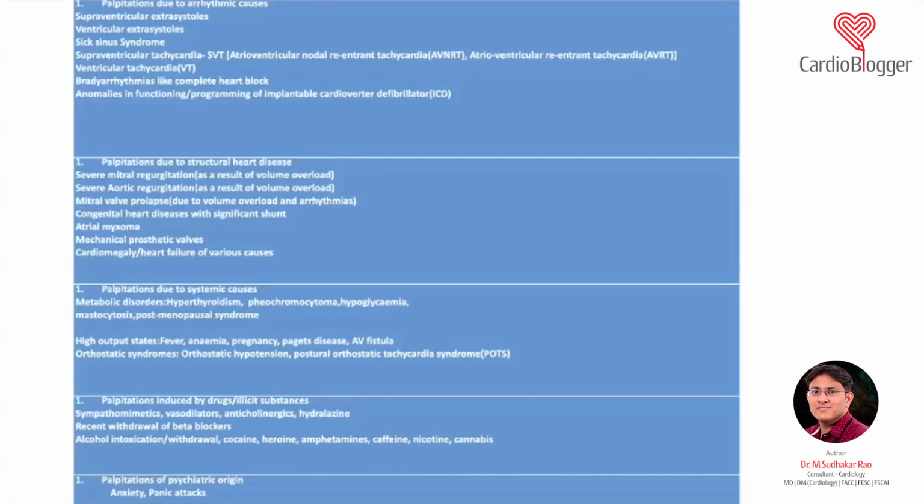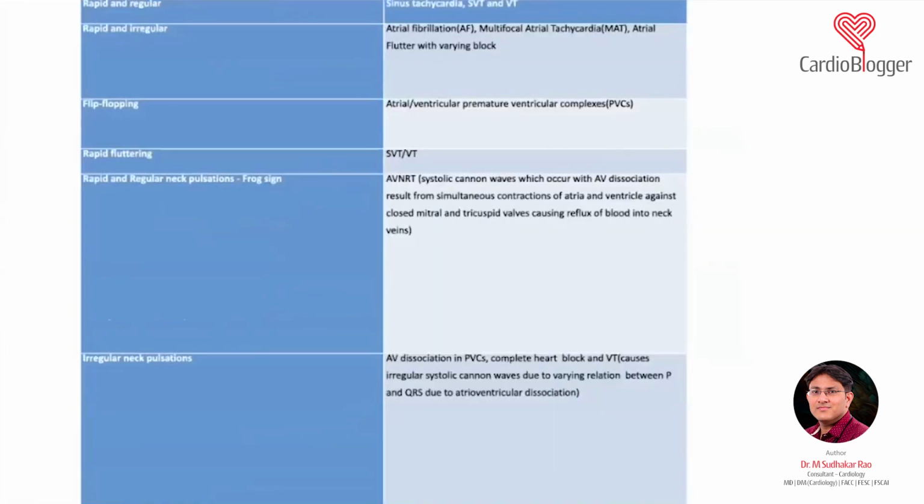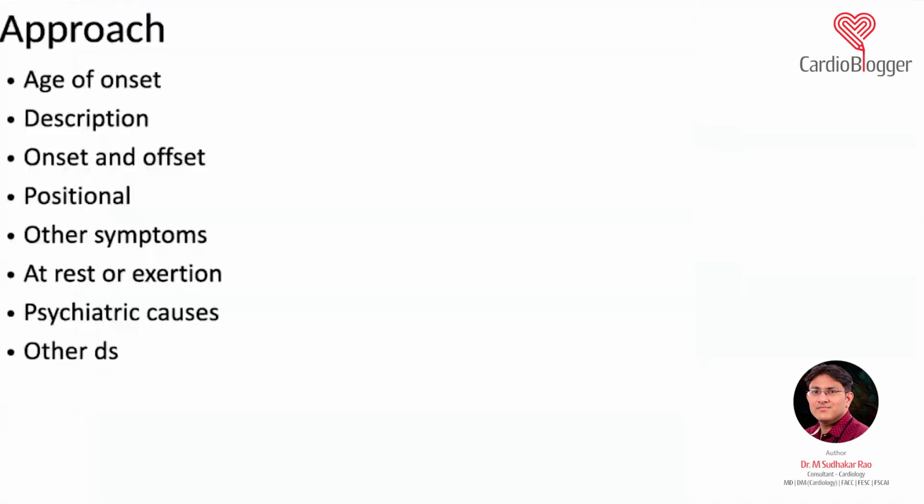Regular ones like the VT, SVT, or irregular ones like atrial fibrillation, multifocal atrial tachycardia and flutter with variable conduction can cause palpitation. So now let's discuss one by one. Before that, one important thing is the age of onset. If you encounter a young person, he may have SVT. Most common in a young population is SVT, or it can be VPCs or atrial premature complexes. Fibrillation and, usually not commonly, flutter may occur.